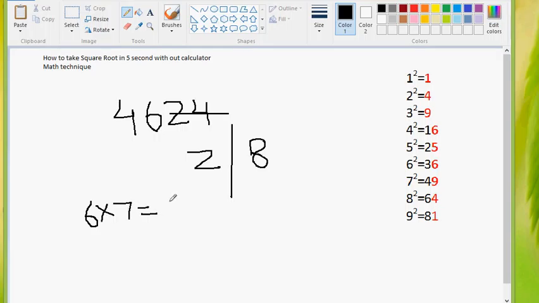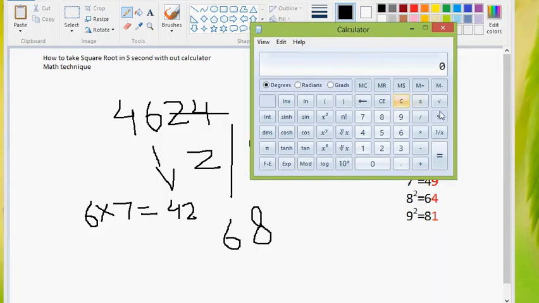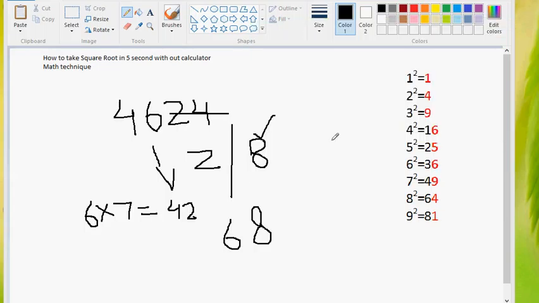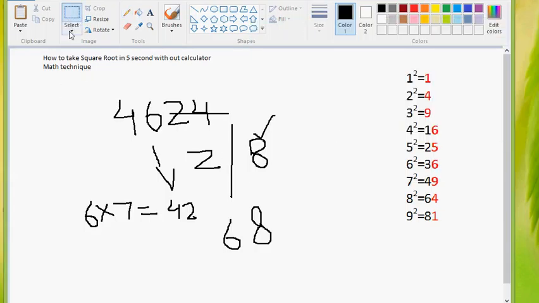6 times 7 is 42. Now check these both numbers. 46 is greater than 42. If it is greater, you have to choose 8. It means 68 is the square root of 4624. Let's check. 68 multiplied by 68 is 4624. Yes, it is right.